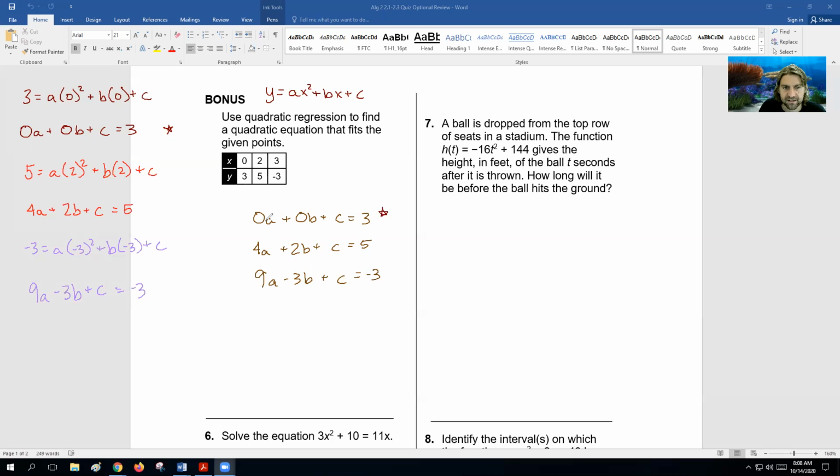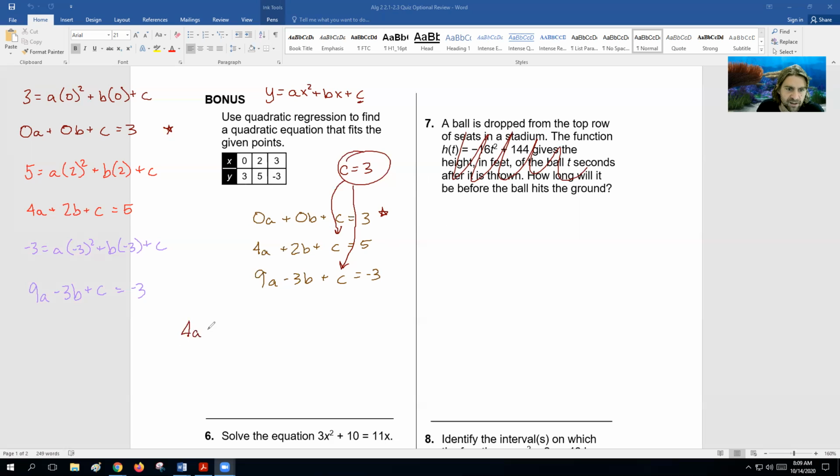If I know that 0a goes away, really all we know is that c equals 3. So part of our equation, we already have that answer here. Now what that means is I can take these equations and replace c with 3's. So this gets rid of one of the first two steps of substitution. So ignore this here, I'm just going to write this a little bit neater over here.